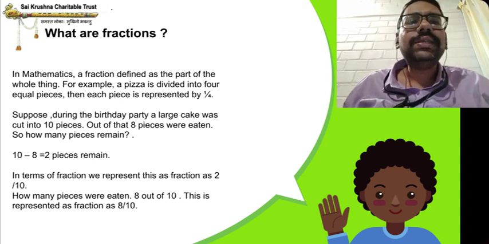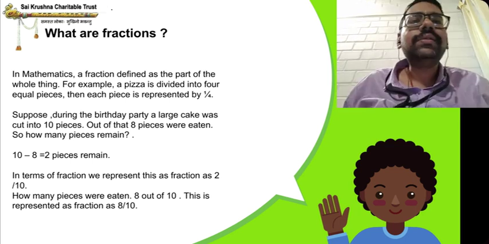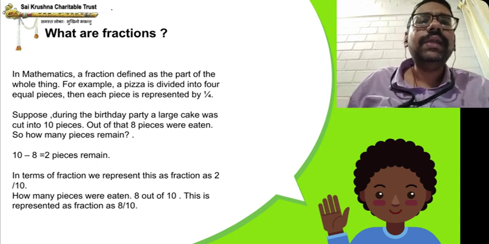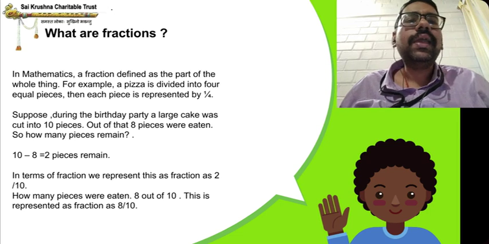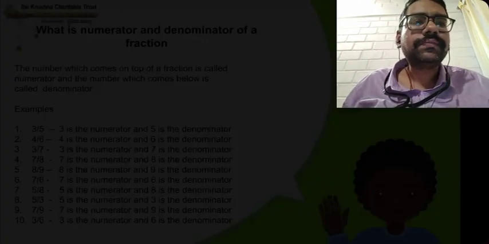So how many pieces were eaten? How many pieces of the cake were eaten, children? Tell me. 8 pieces. So 8 out of 10 have been eaten. This is represented as 8 divided by 10. 8 out of 10 is represented as 8 divided by 10.